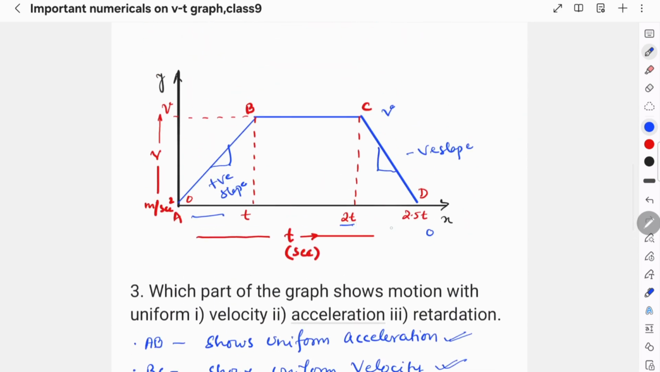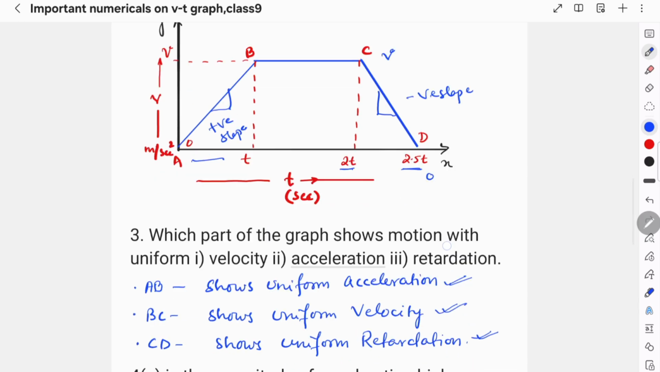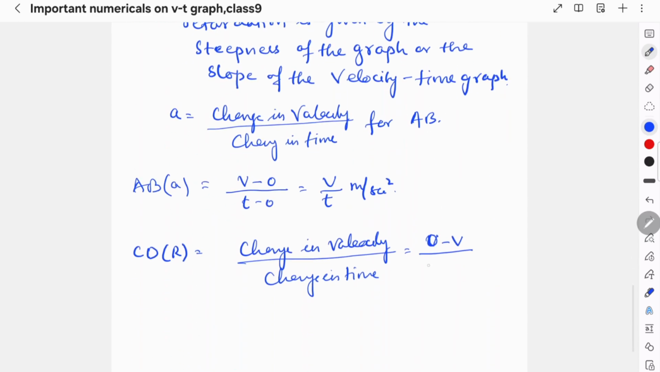So time is changing from 2t to 2.5t. So change in time will be 2.5t minus 2t. So this is basically negative V by 0.5t. So this will become minus V into 2 by t. So the retardation is negative 2V by t. So we can write 2V by t.